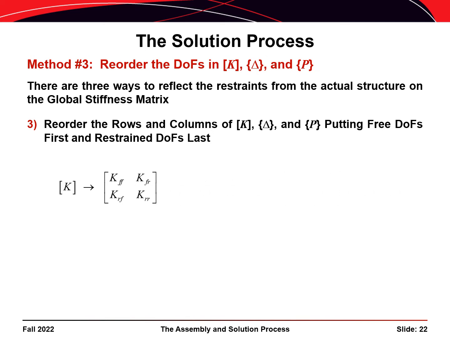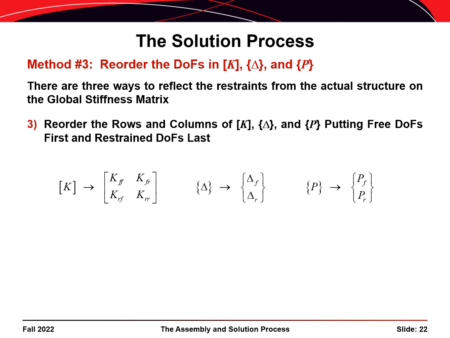If we do that, then we can rewrite the global stiffness matrix K as a matrix of matrices as is shown here. K sub FF, the free stiffness matrix, K sub FR, the free restrained stiffness matrix, K sub RF, the restrained free stiffness matrix, and K sub RR, the restrained stiffness matrix.